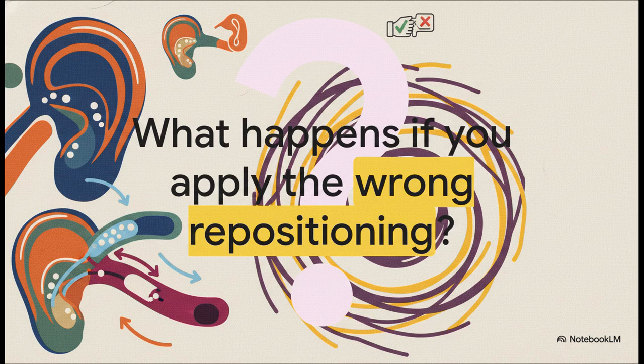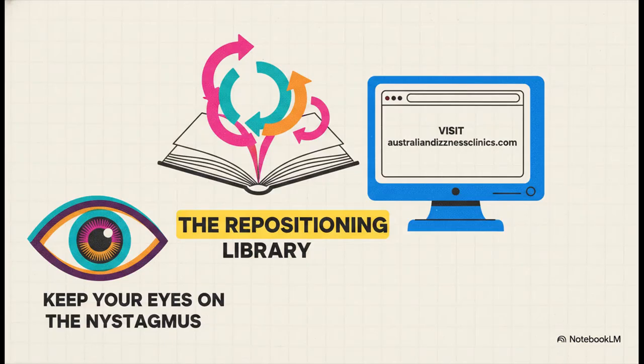Okay, so you've done all the hard work. You've isolated the exact variant. But here is my final question for you. What happens if you now apply the wrong repositioning technique? If you use an Epley on a horizontal issue or a BBQ roll on a posterior variant? There's no way around it. You aren't just failing to help them. You risk dumping that debris right into a completely different canal, creating an absolute multi-canal nightmare. And honestly, that is exactly why mastering the diagnosis first is 100% non-negotiable.